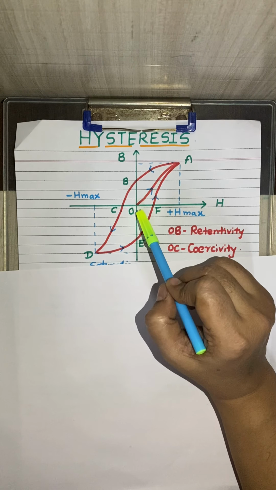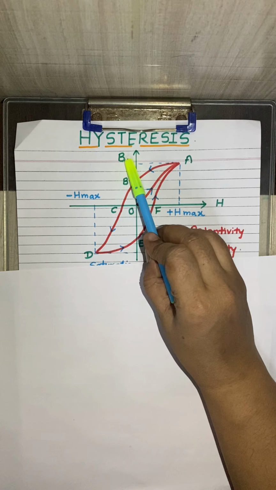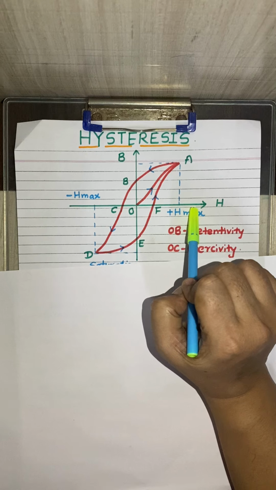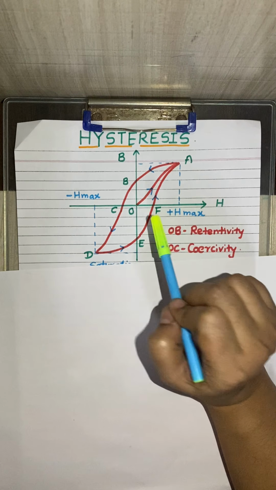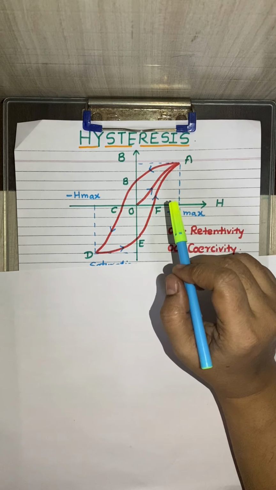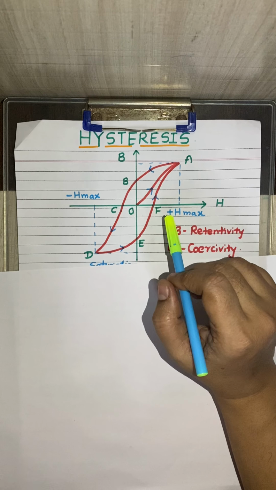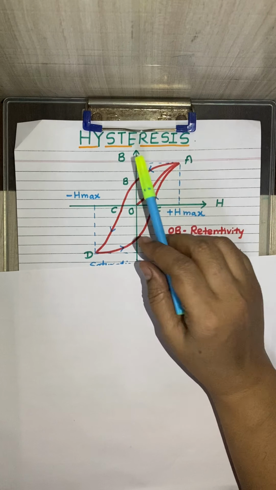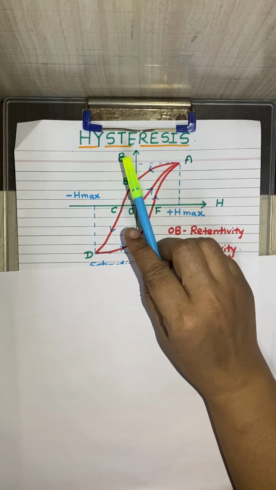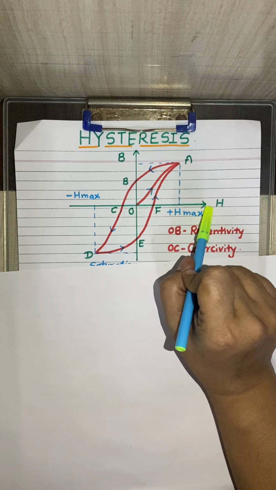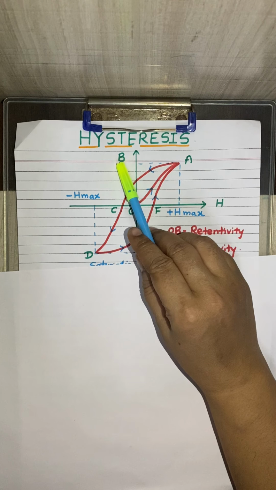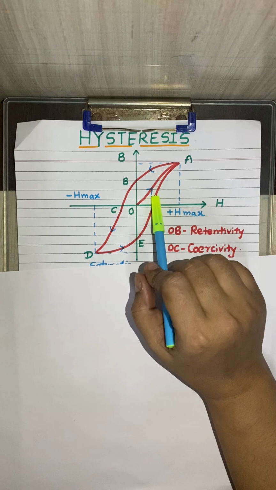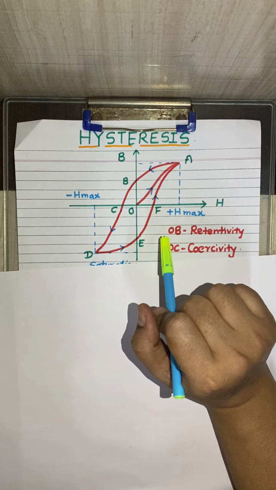Therefore, the phenomenon of lagging of magnetic induction B behind the magnetizing field intensity H is called hysteresis. The word hysteresis is a Greek word, and its meaning is delayed. So who is delaying here? Magnetic induction B is delaying compared to H. So H is always ahead and B is always lagging behind, that is delayed, and that's what the meaning of hysteresis is, nothing but delayed.